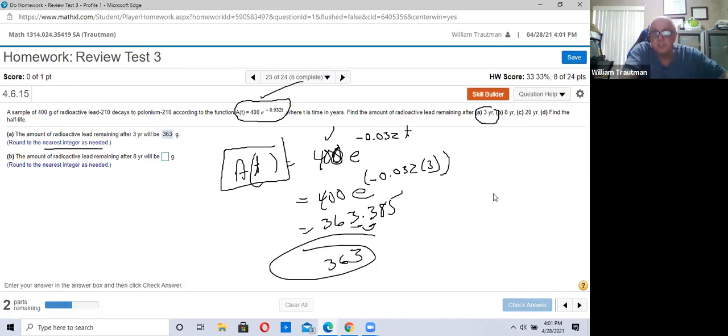All right, and you can do part B and C if you want to make sure. Now you're putting an 8 in there and doing the math, and then C, you're putting a 20 in the t spot and then putting in your calculator. All right, we have 24 to go, and then we have a couple more after. Question 24.